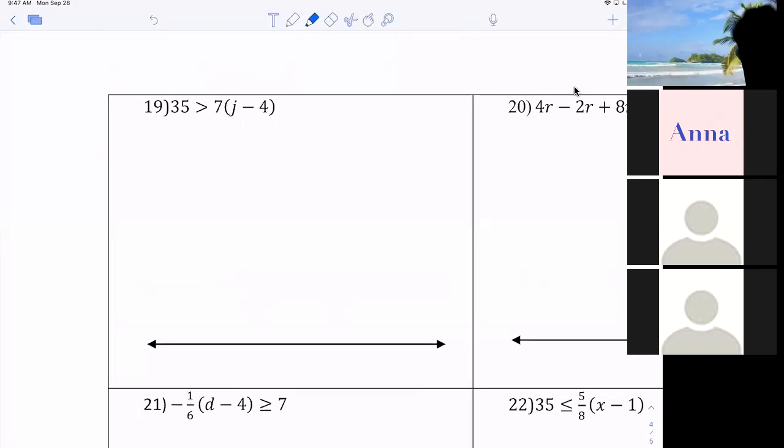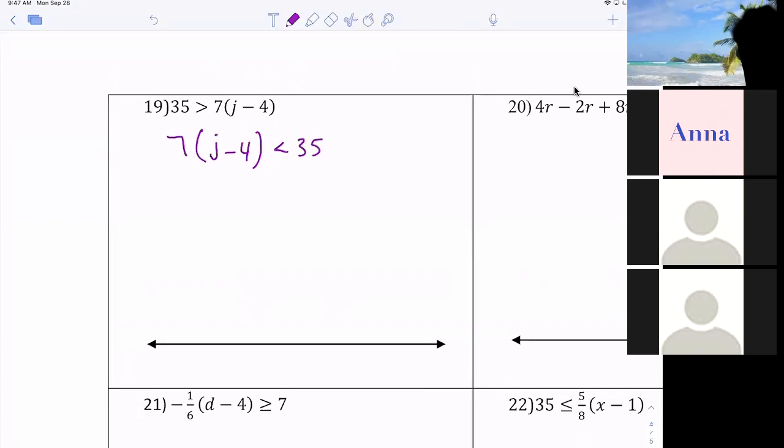All right? So when I switch it around, I want everybody to look up. I want to write it like this: 7, parentheses, j minus 4. What do I do to the inequality sign? Switch it. Less than 35.